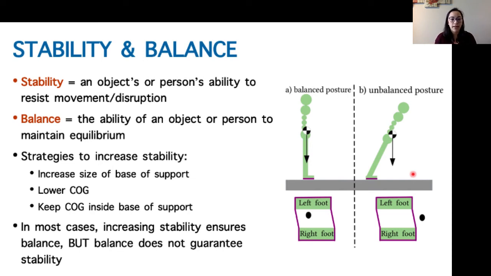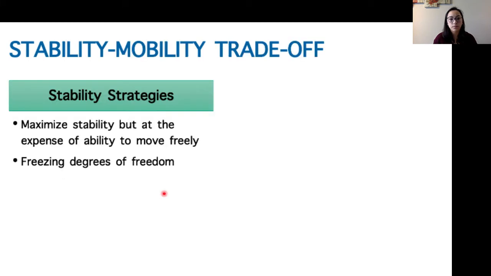So we can be balanced in both stable and mobile situations. But that leads us into our next principle, which is the stability-mobility trade-off. If stability is an object's or person's ability to resist movement, then mobility is an object or person's ability to move freely. And you cannot fully have one without compromising the other, which is how we get the trade-off.